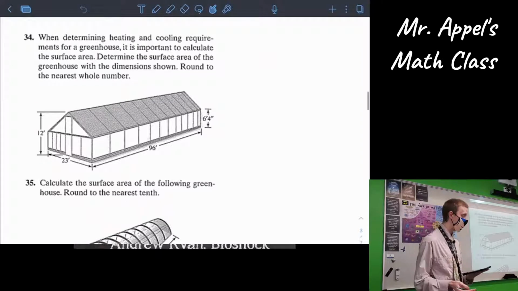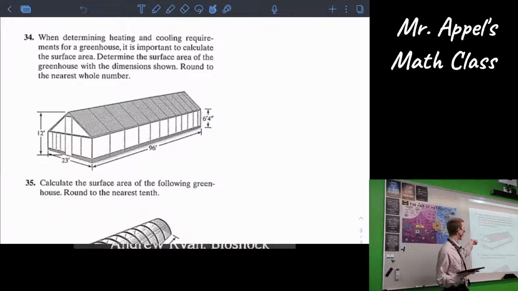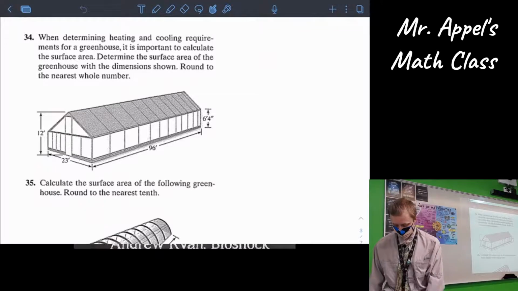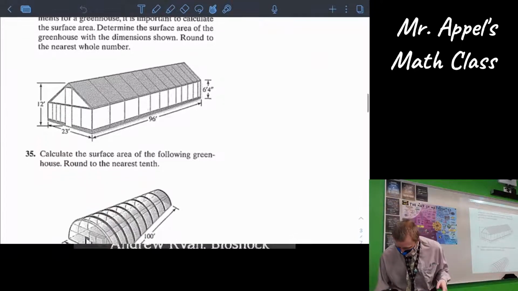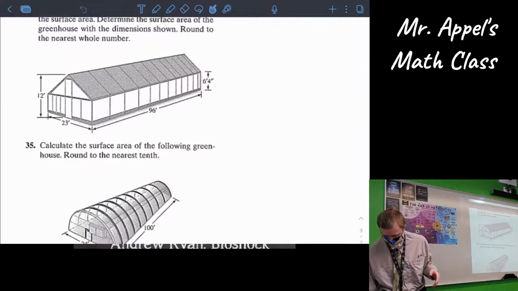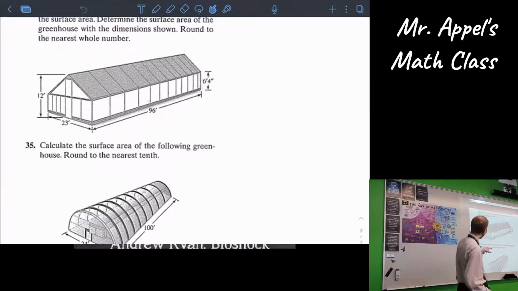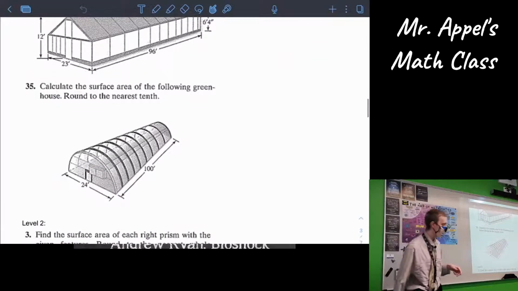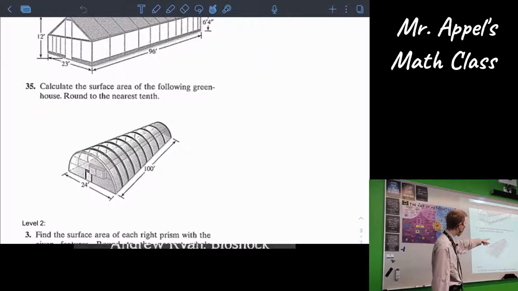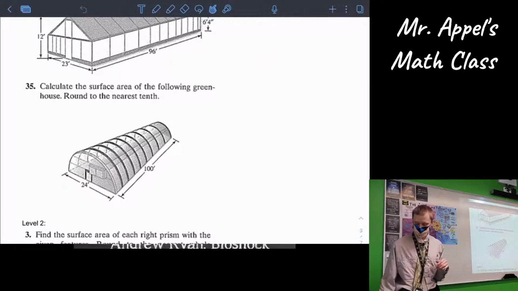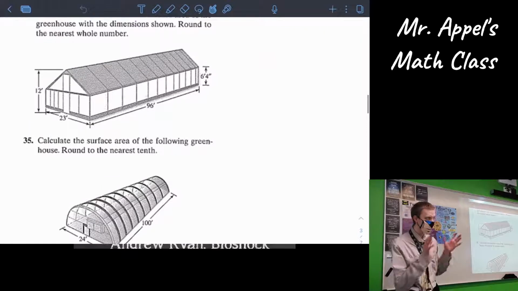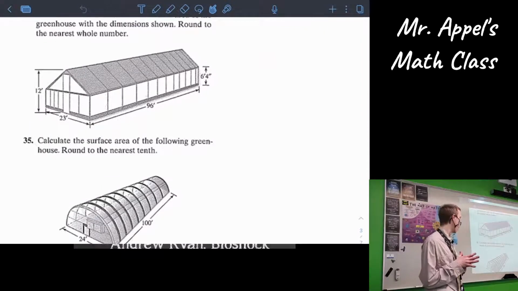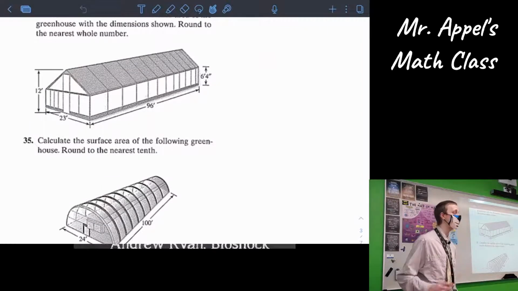Right? Greenhouses. Right? I threw both of these on there for the level 1 problems this week because I want you to see the comparison. These are not exactly the same size of greenhouse. Right? The rectangular one is 96 feet long, 23 wide, and the semicircular one is 100 long and 24 wide. So they're close to the same dimensions, but you'll find out that the surface areas are very different.